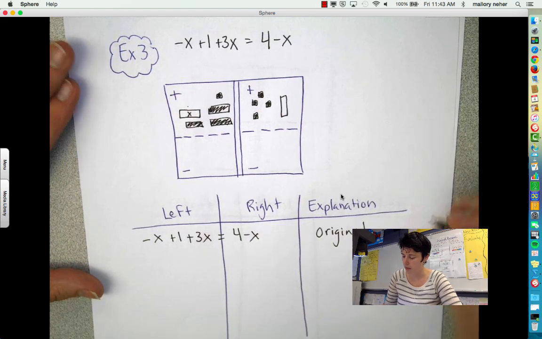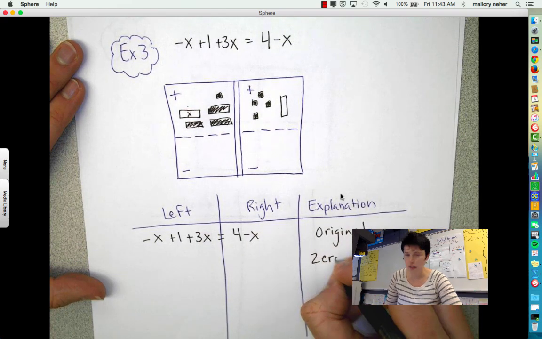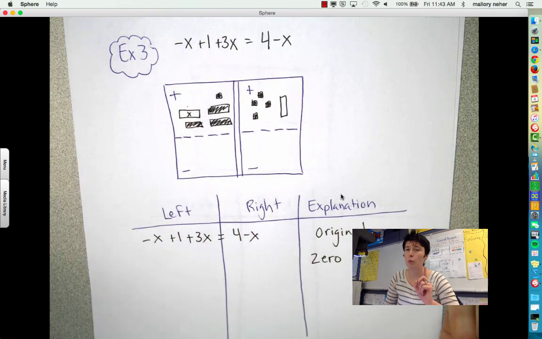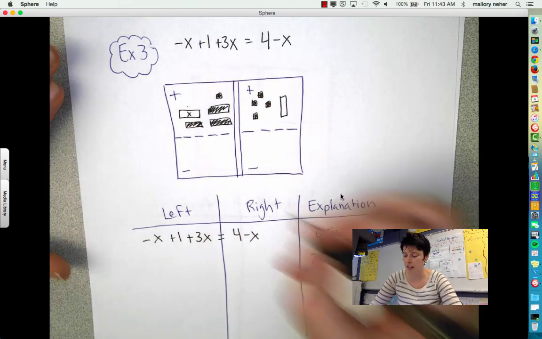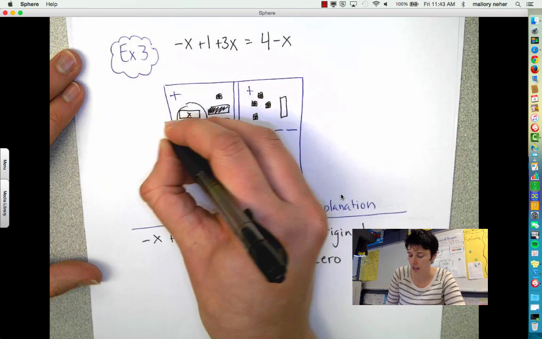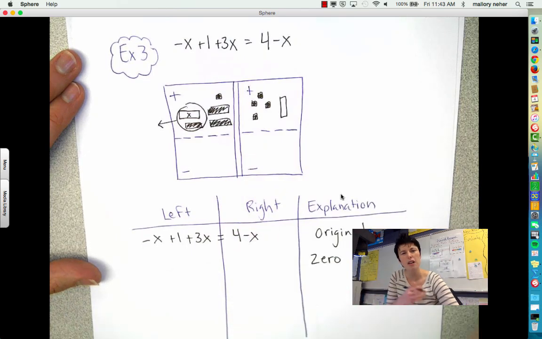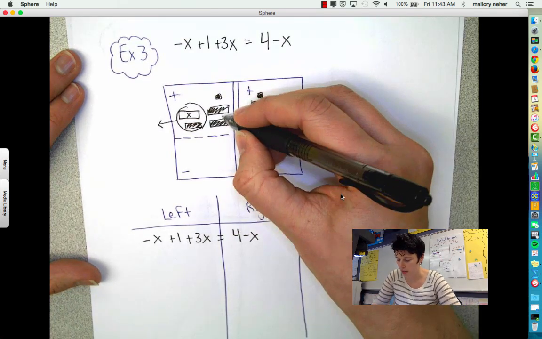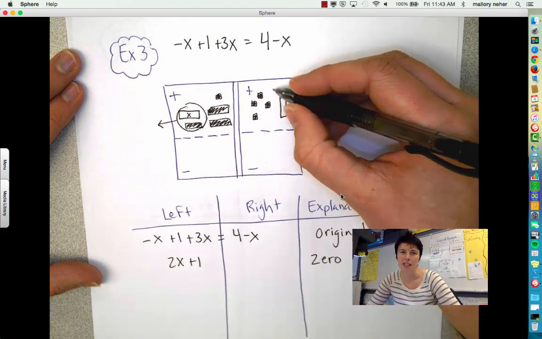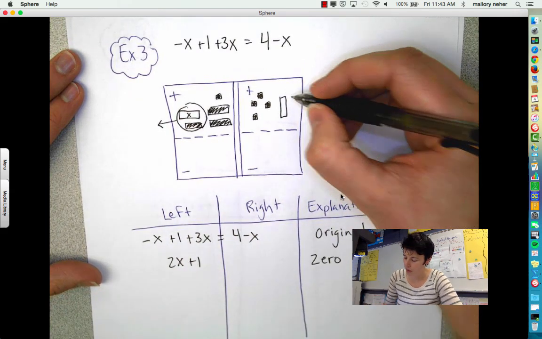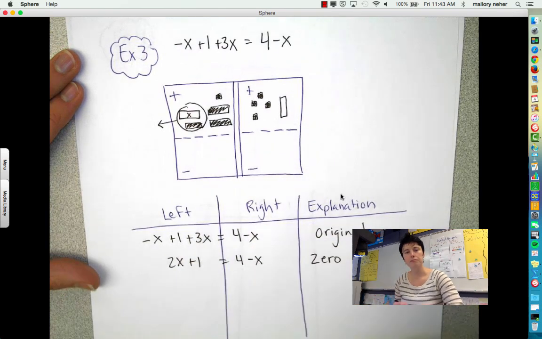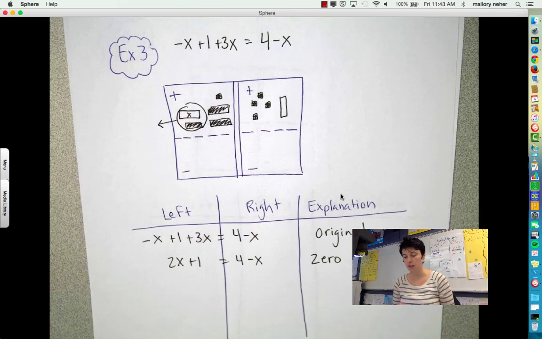How about we start this time with zero pairs? Let's look for positives and negatives that can cancel out. And I see one zero pair over on the left that's kind of standing out to me. This negative x, positive x combination. Those are going to cancel out to 0. So let's take them off the mat, and that leaves 2x plus 1 on the left side. I'm not seeing any zero pairs on the right. So on the right, I'm just going to rewrite it as the same thing. It's 4 and a minus x. Cool. Okay, so there's my zero pair step.